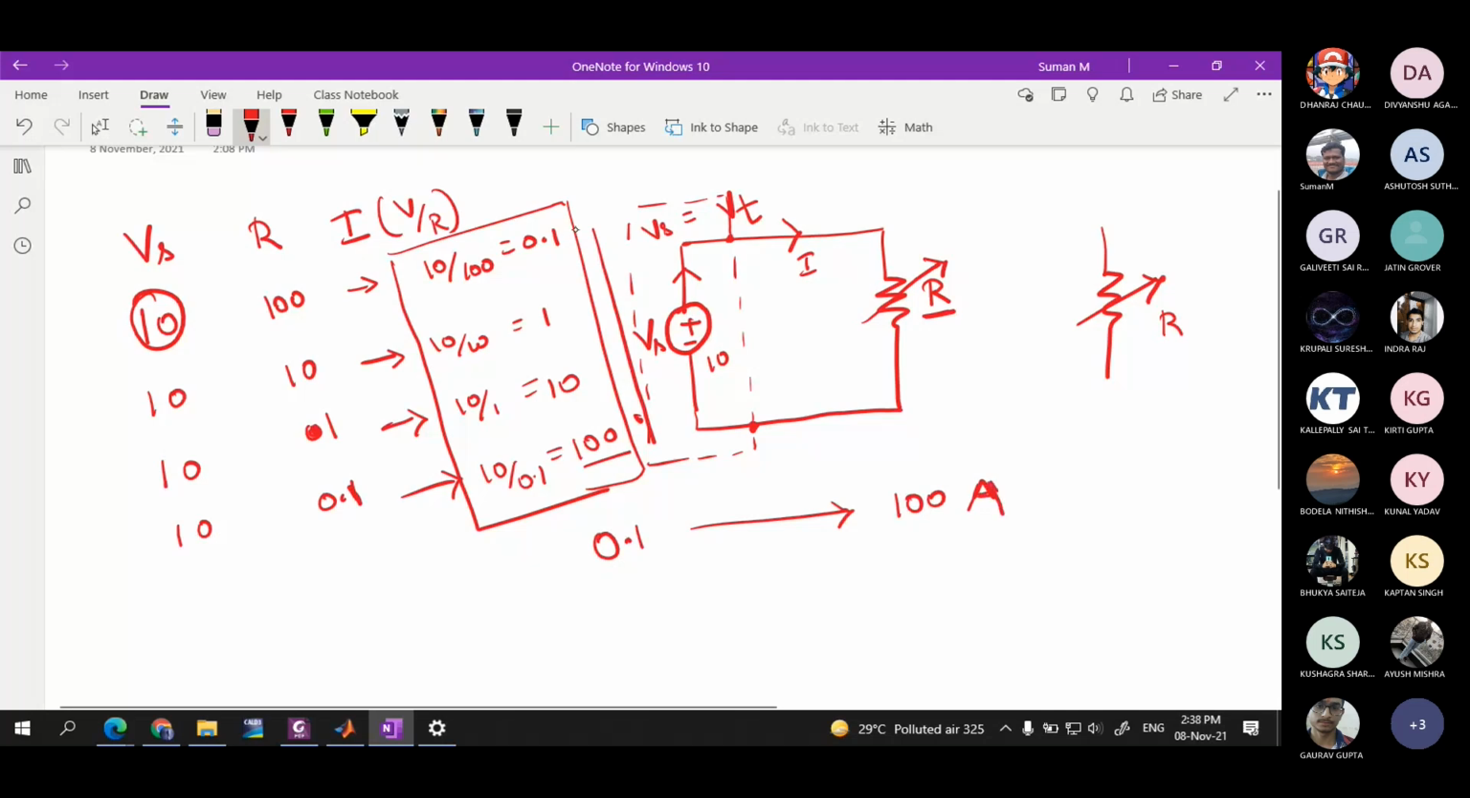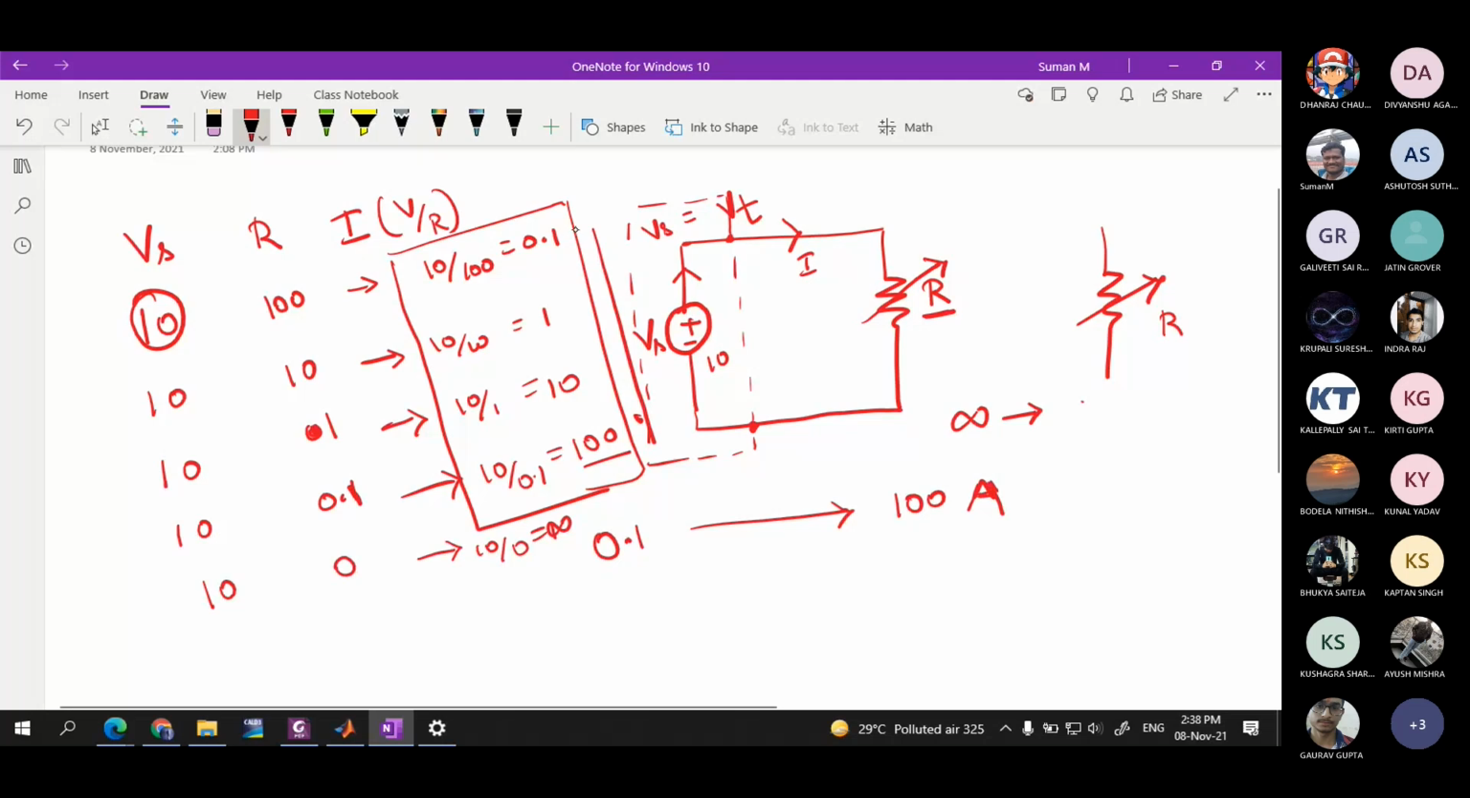An ideal independent voltage source can supply infinite amount of current. If you keep this resistance value as 0, then 10 divided by 0, you will get infinite ampere, right? So this ideal independent voltage source can give infinite amount of current if you keep the resistance value as 0.